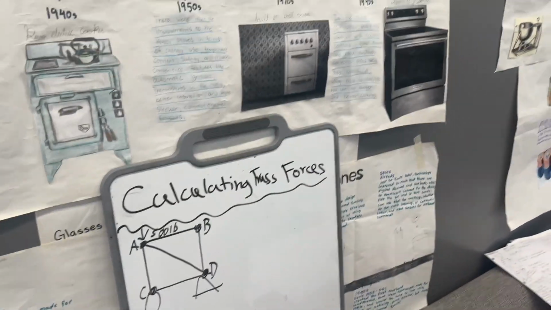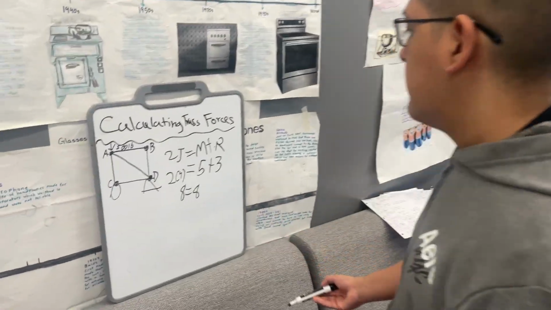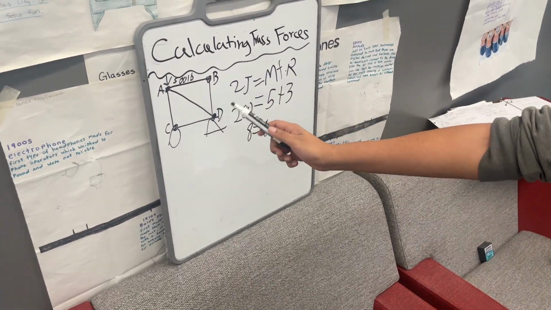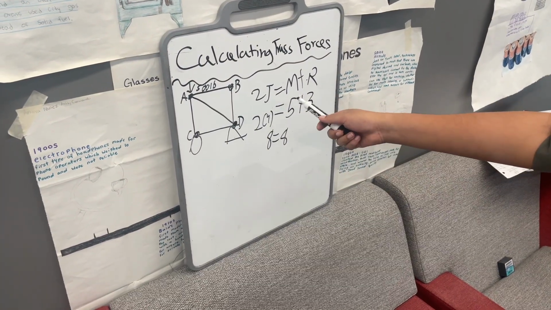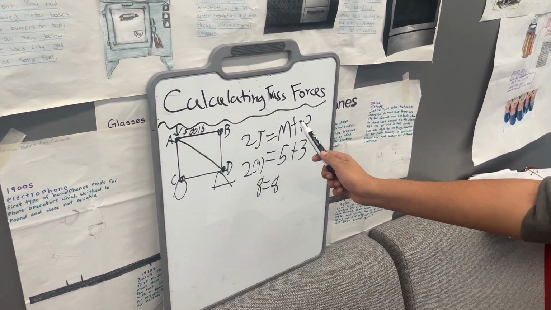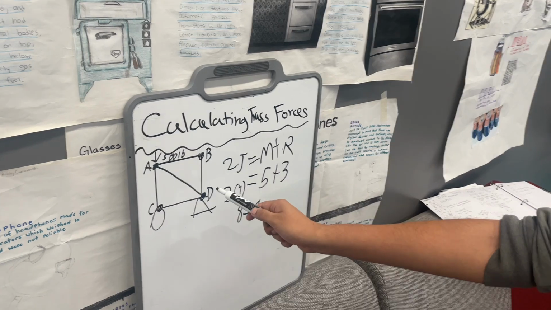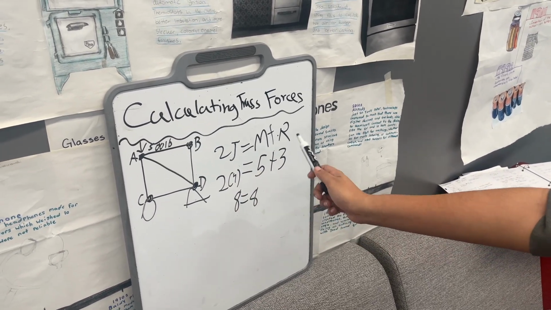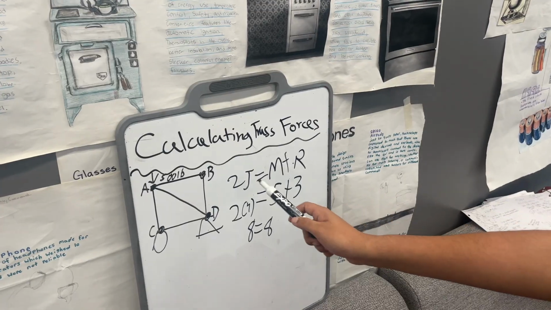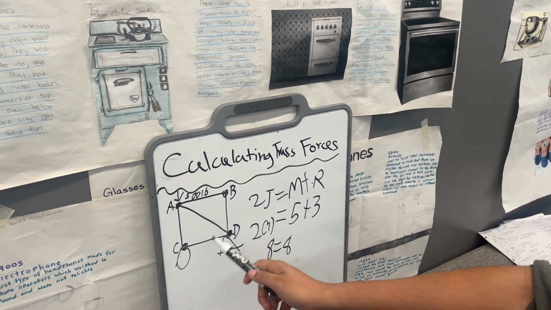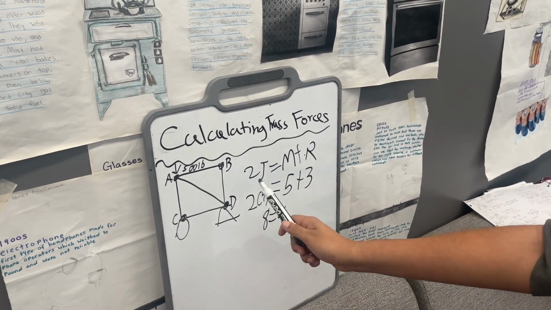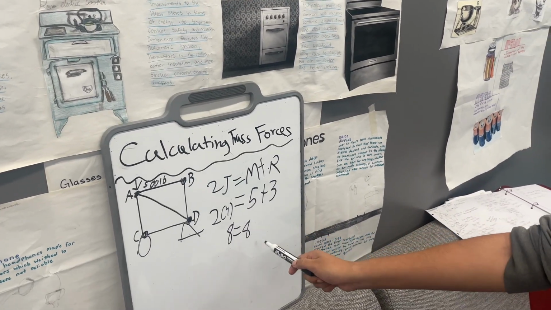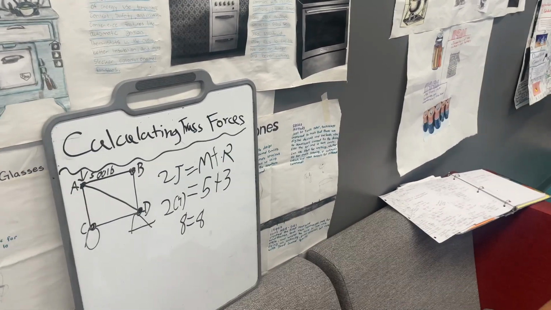We check that this is statically determinate. We have 2J, where J is the number of joints, A, B, C, D, which is 4, equals M plus R. M is our members: AB, BD, DC, AC, and AD, which is 5. Then we have our reaction forces, which is 3, because C is a roller, meaning 1 reaction force, and D is a pin, meaning 2 reaction forces. So 8 equals 8, showing how it's statically determinate.